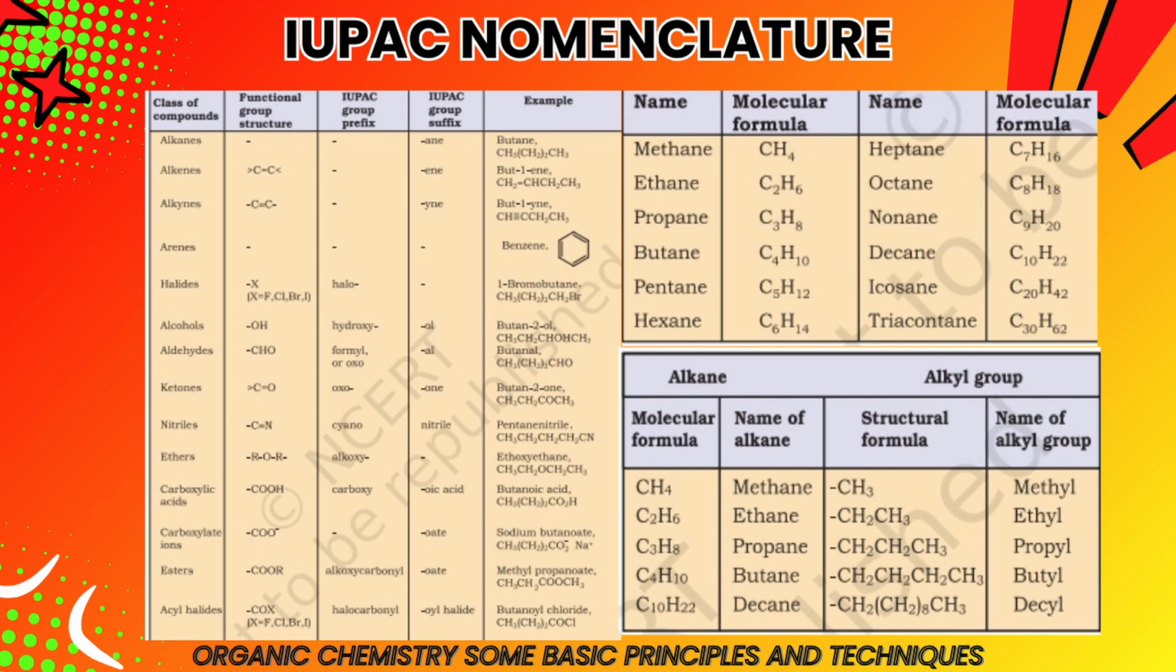Things get a bit more interesting with branched chain hydrocarbons. These compounds feature small carbon chains or branches attached to the main chain. These branches are called alkyl groups and are named by replacing the "ane" suffix with "yl". For example, methane becomes methyl. Abbreviations like Me for methyl, Et for ethyl, and Pr for propyl are often used for simplicity.